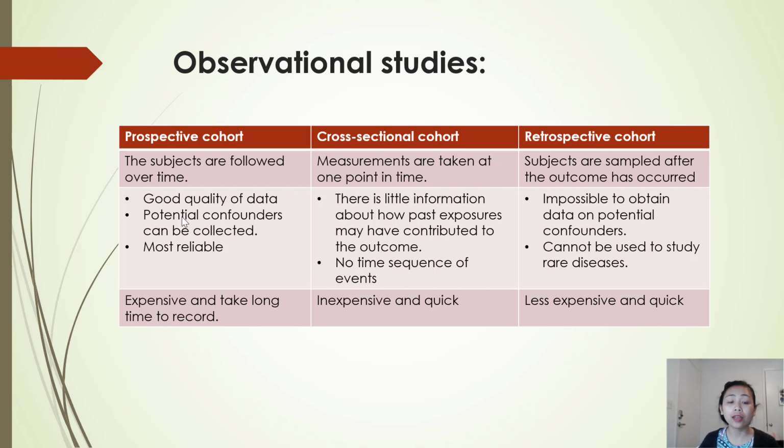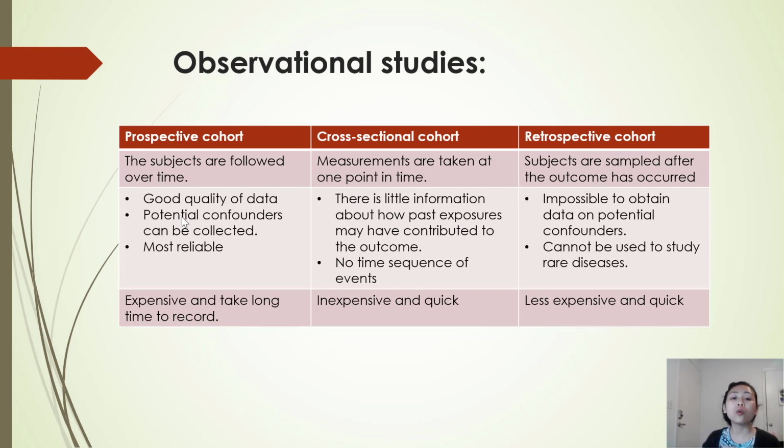However, like everything has two sides, this best cohort study also has disadvantages. Prospective cohort is expensive because we have to consider over time. So every year, or every 2 months, for example, we have to conduct another study. So it's expensive, and we have to wait a long time to have the complete result.